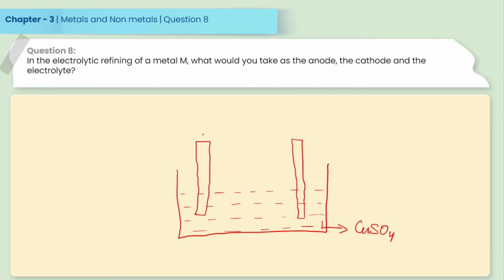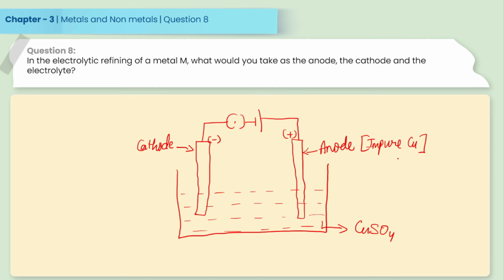We'll connect these electrodes with a switch and a battery or cell. And as this terminal is connected to the positive terminal of the battery, therefore this is anode. And this is the negative terminal, as it is connected to the negative terminal of the battery, therefore it is cathode. And anode in the electrolytic refining is made up of impure metal. It means it will be made up of impure copper metal. And cathode is made up of pure metal. It means it will be made up of pure copper.